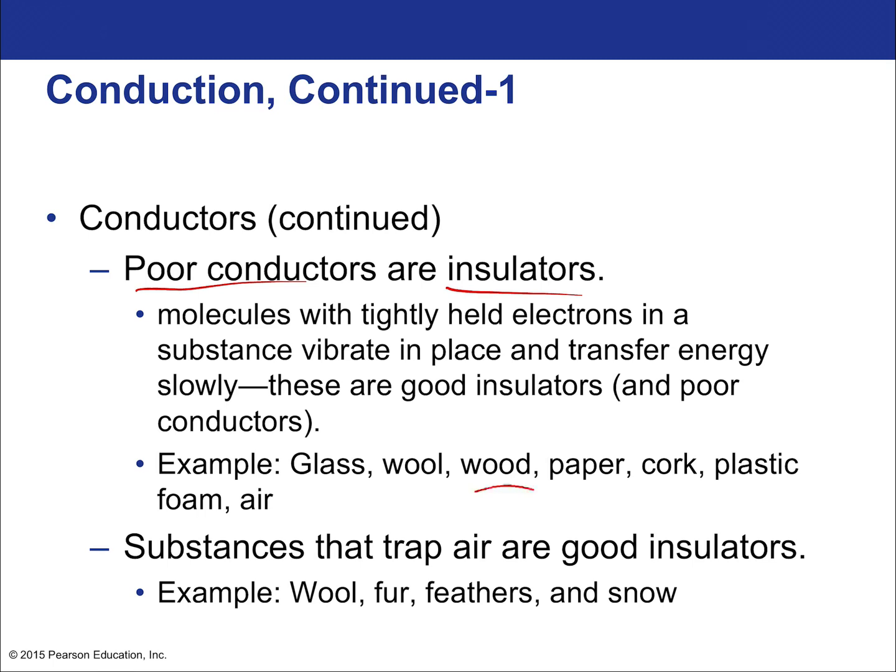Glass, wool, wood, cork, some kinds of plastic foam for sure. Gases like air definitely are poor conductors. All right. And substances that trap air, since air is such a poor conductor, also work well as poor conductors, because then the average heat conduction is low. Wool is a good example of that. So even though the wool fibers might be conducting heat, there's so much space between those fibers, so many trapped pockets of air, that the overall effect is poor conduction or insulation. Feathers work really well for that as well. All right. Even snow is a poor conductor.